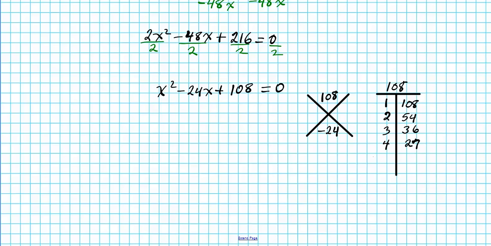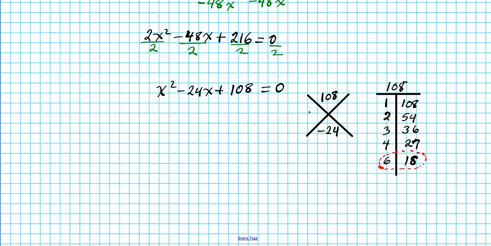5 doesn't go into 108 since it doesn't end in 5 or 0, the last digit. Advance to 6. 2 and 3 go into 108, so 6 better go. So 6 goes in there 18 times. If you add these two, you get 24. Perfect. This is the pair that we're going to be using to factor our quadratic equation.